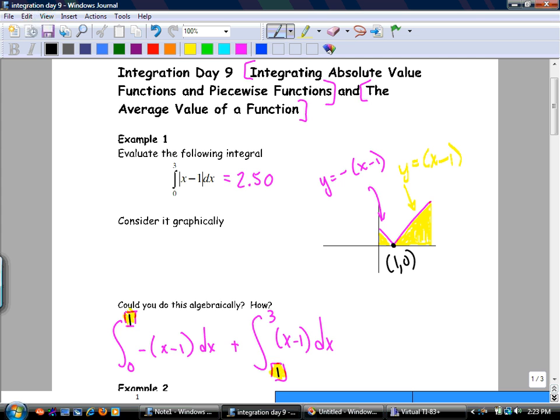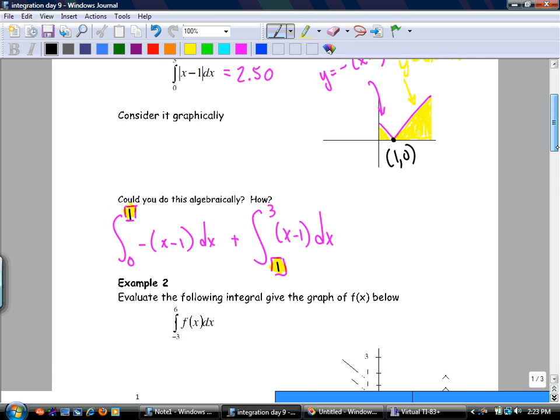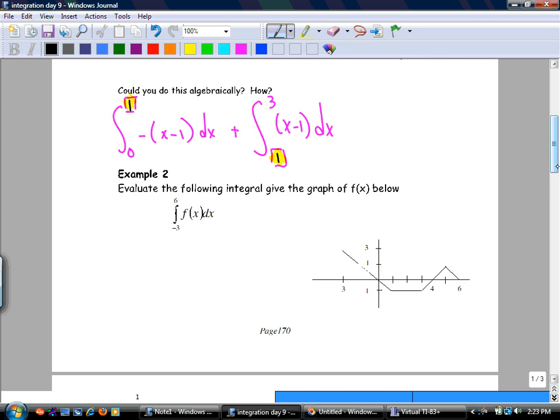Okay? Okay. Example 2. Evaluate the following integral and give the graph of y. Okay. So I want you to find the shaded yellow area. Do you want to do total or net? Total? Well, we can do both at the same time. Total.